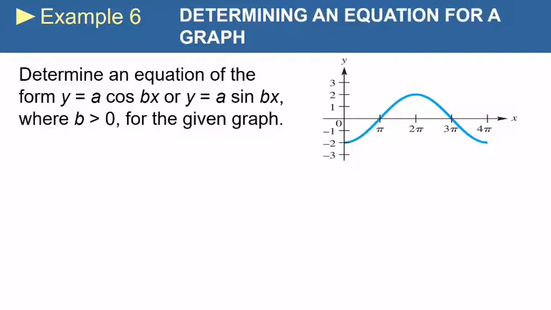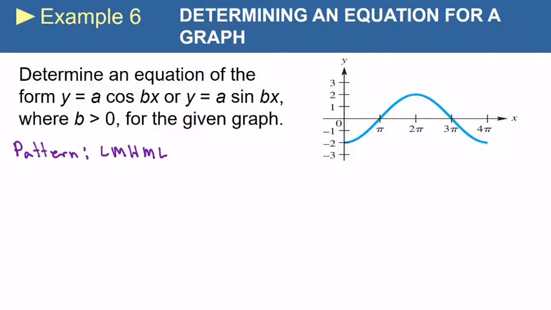Okay, so this one is telling us to determine the equation of the form either a cosine bx or a sine bx, where b is positive. And so by telling us that b is positive, what they're saying is don't worry about what might happen if b were negative, because that causes a reflection about the y-axis, and we don't want to worry about that. But they're just saying come up with the simplest a and b that you can. Okay, first of all, I notice that the pattern is low, middle, high, middle, low.